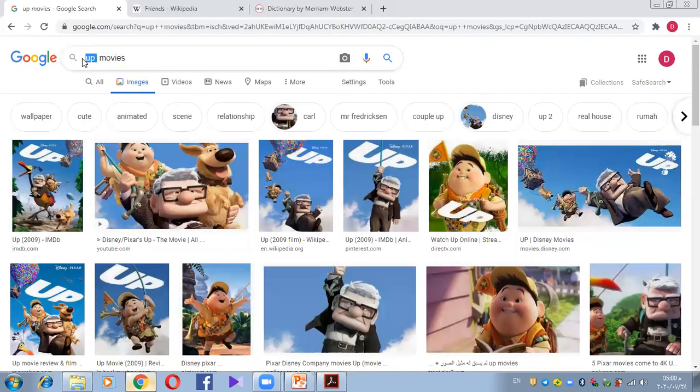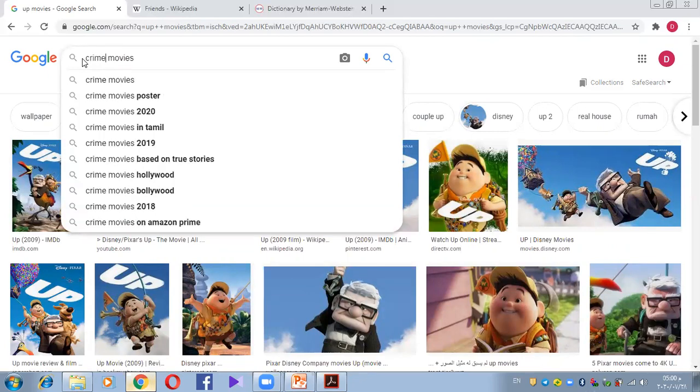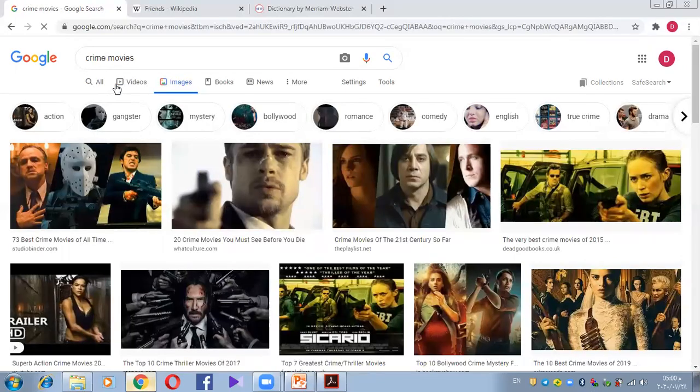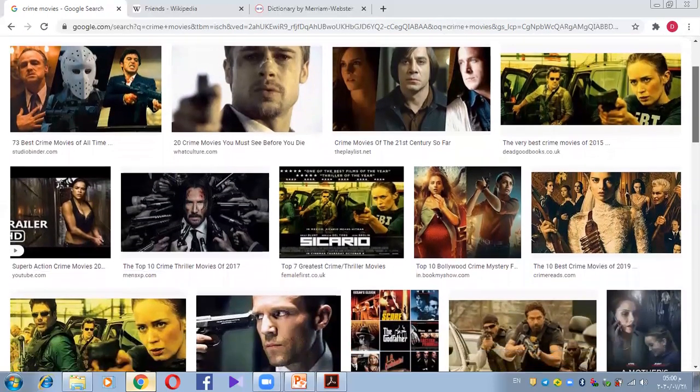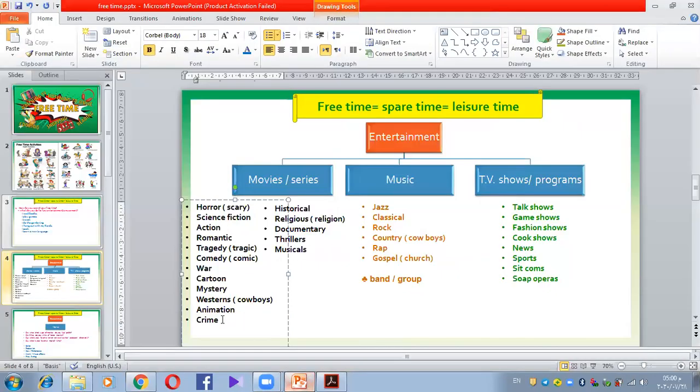Crime, crime movies. It means a movie that has a crime, a murder, for example. Murder means killing. So it's like killing a person and trying to investigate throughout the movie. So these are called crime, or kidnapping. Any of these is considered as well as crime movies.